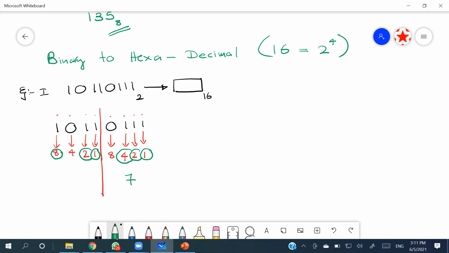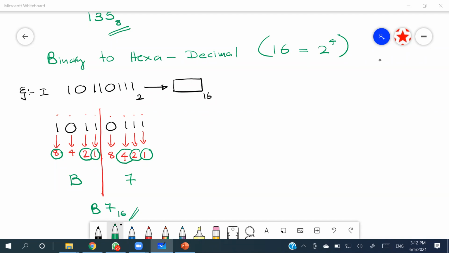Are we going to write 11, people? Any suggestions? Are we going to write 11, or are we going to write something else? What are we going to write then? Yeah, instead of that, we are going to write B. Right, so your final answer is going to be B7 in hexadecimal. Got it?